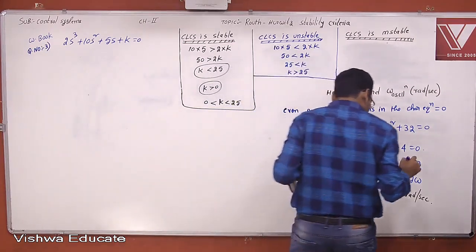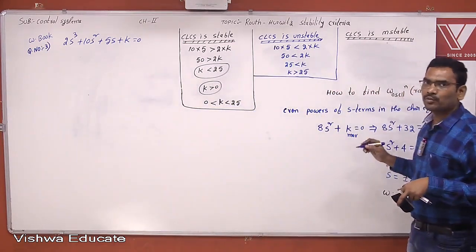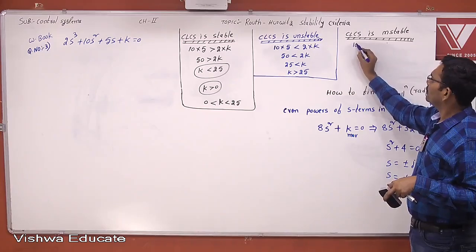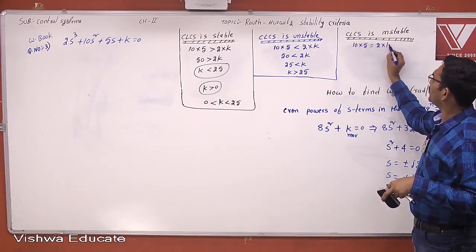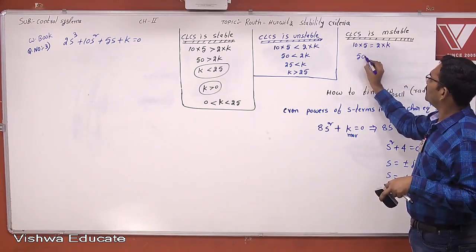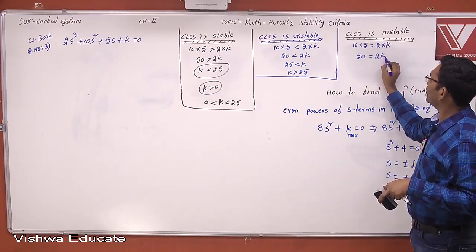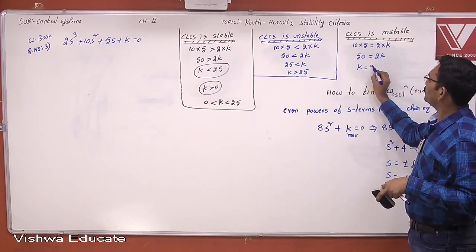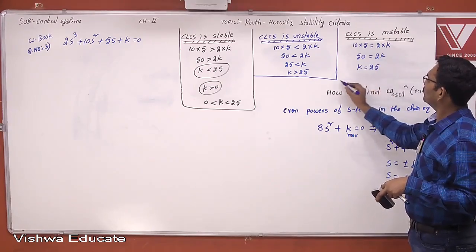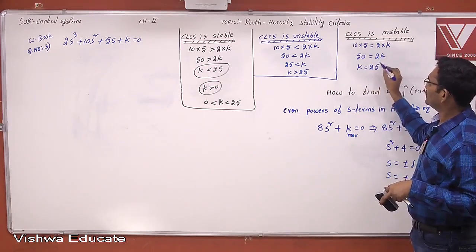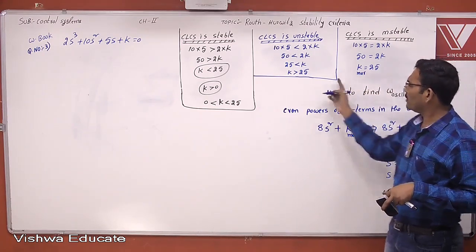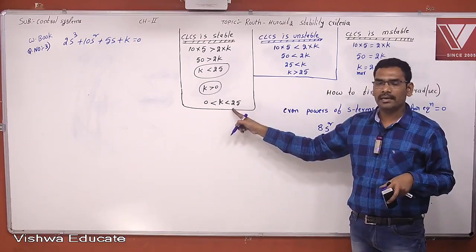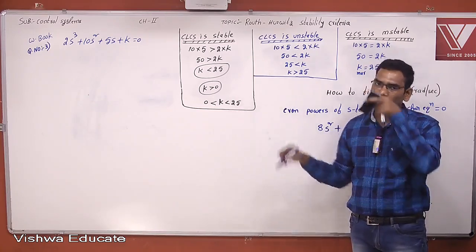For marginally stable, the internal quotient product should be equal to the external quotient product. Therefore 10 into 5 is equal to 2 into k. Therefore 50 is equal to 2k. So k is equal to 25. Now the closed loop control system is marginally stable. That's why this is called k margin. Less than 25 stable, greater than 25 unstable, equal to 25 marginally stable.